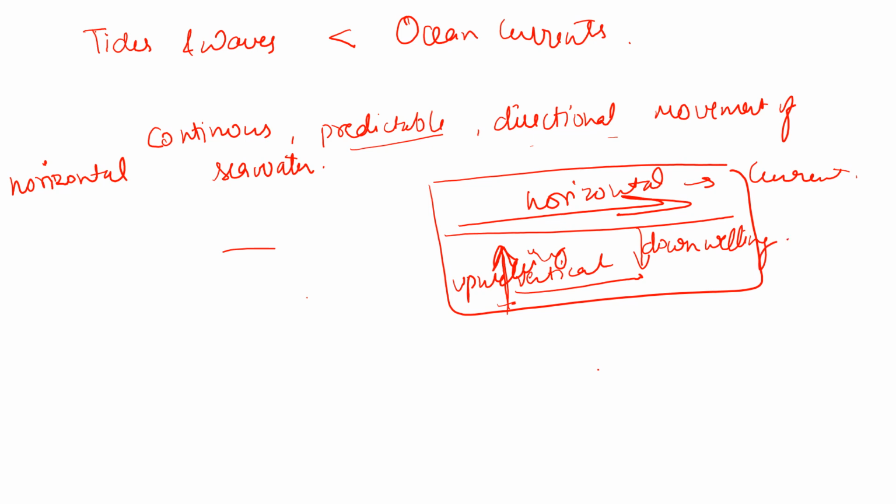This ocean current, this horizontal movement of water, has various important impacts on human life, as they influence the climate, because these ocean currents have a significant impact on the climate and various other conditions which impact the life of humans directly.